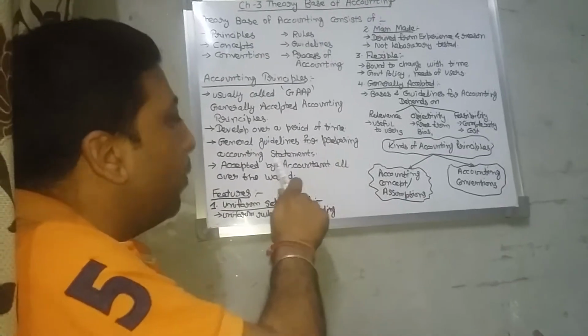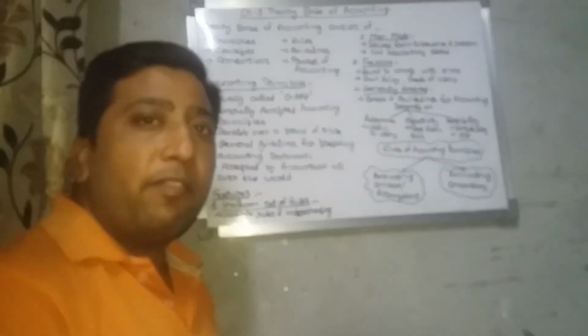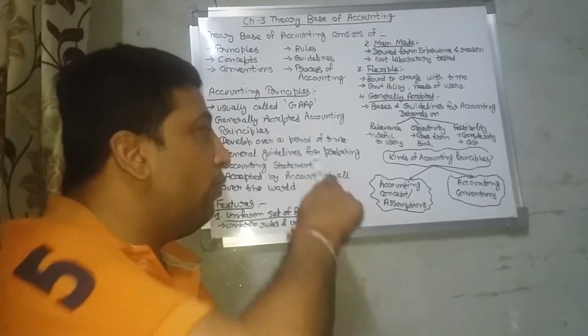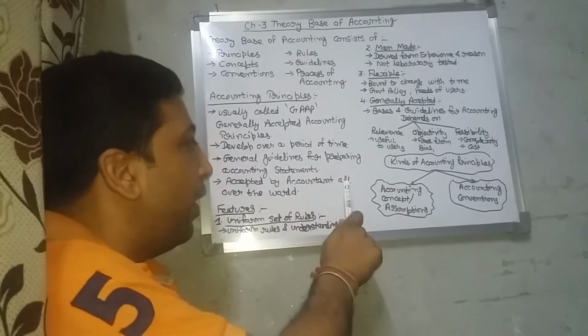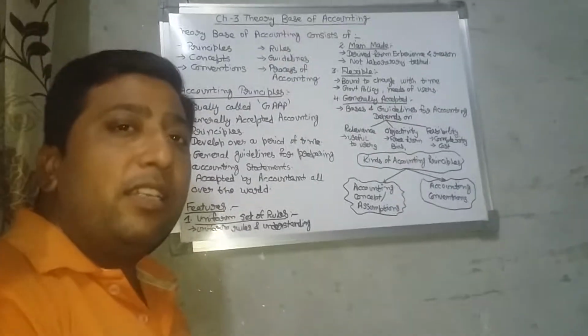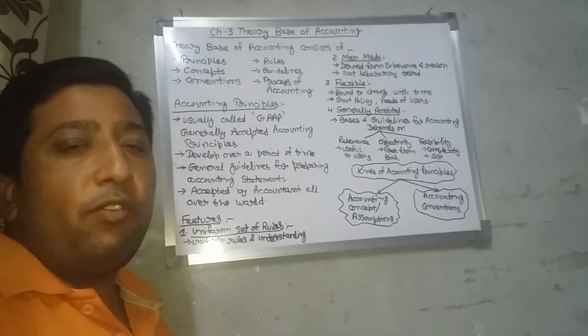General guidelines for preparing accounting statements. We have to prepare final accounts like trading, profit and loss, and balance sheet. Then we have to follow these principles accepted by accountants all over the world. So these are the general guidelines which we have to follow.